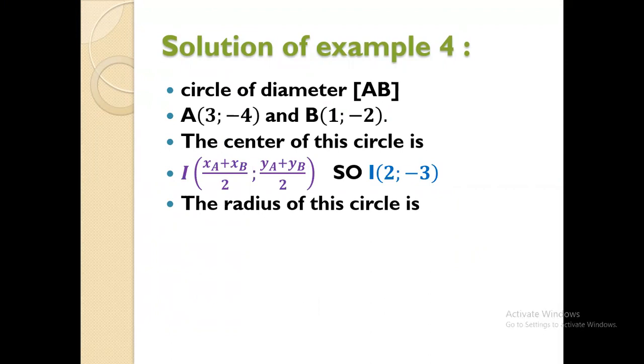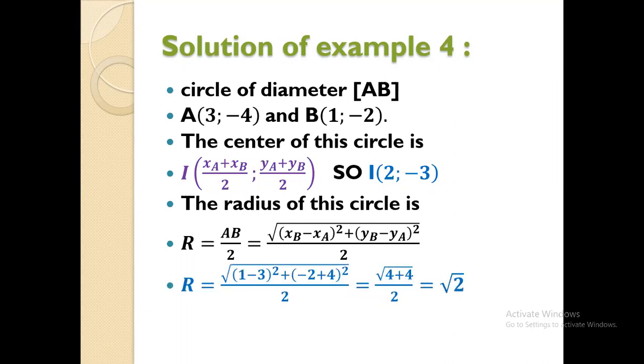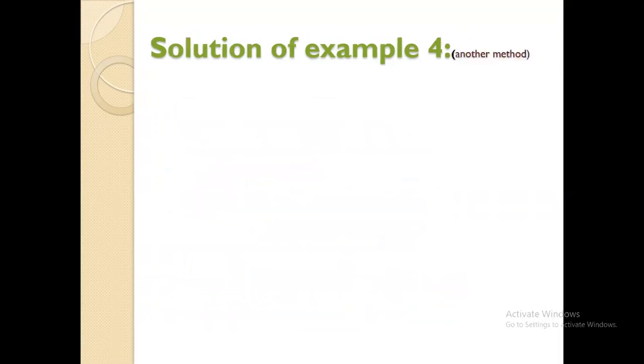And the radius of this circle is nothing but AB, the diameter, over 2. To find AB, we apply again the distance formula between the 2 points, plugging in the values of the coordinates of A and B. As you can see, R is the radical of (1 minus 3) squared plus (-2 plus 4) squared, all over 2, and that's radical 2. So now we have the coordinates of I and the value of the radius. Consequently, we can write the equation of the circle. So it's (x minus 2) squared plus (y plus 3) squared equals 2.